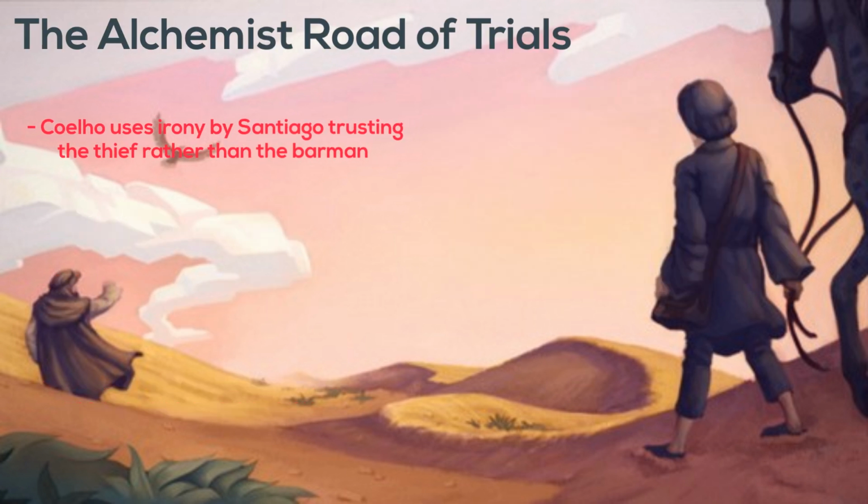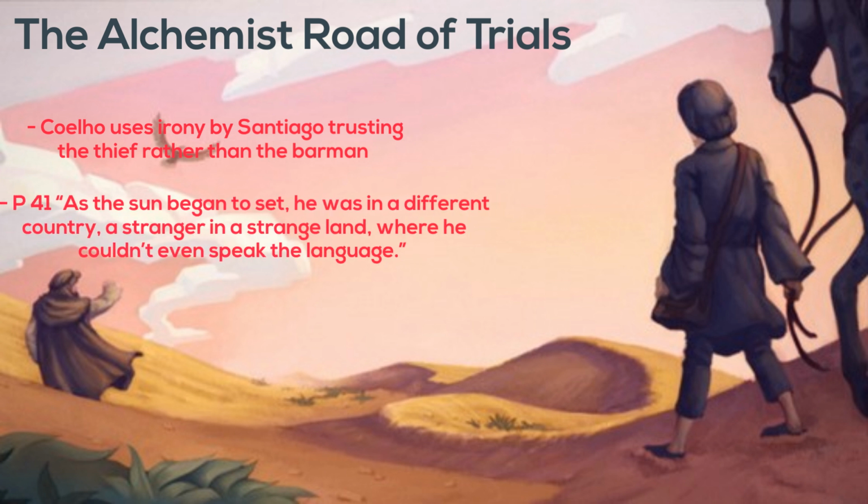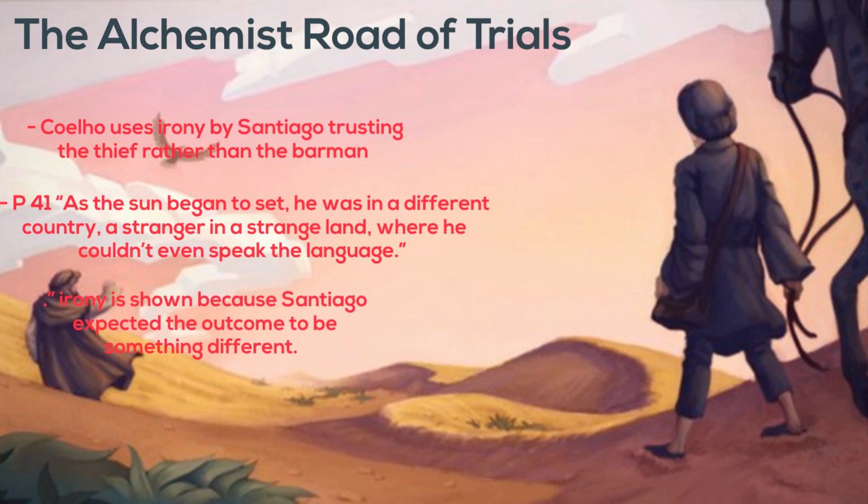Coelho uses irony by Santiago trusting the thief rather than the barman. As shown on page 41, "As the sun began to set, he was in a different country, a stranger in a strange land, where he couldn't even speak the language." Irony is shown because he expected the outcome to be something different.